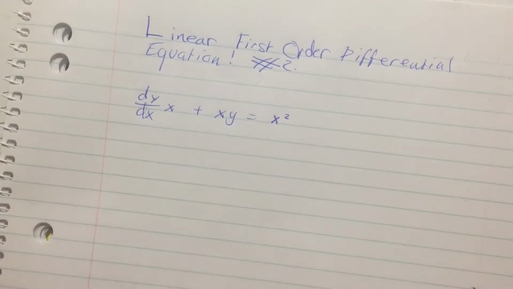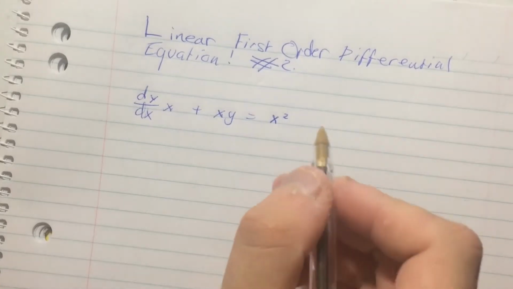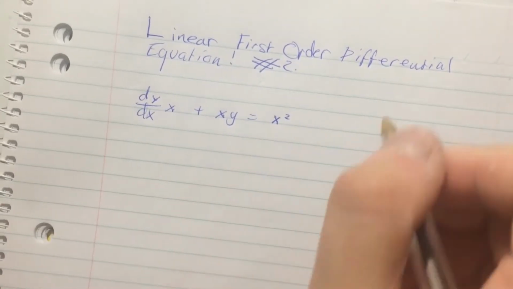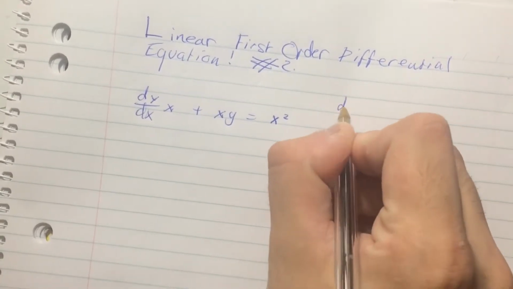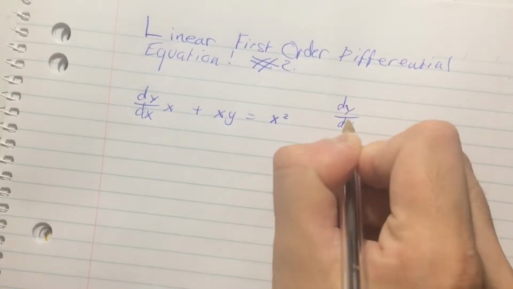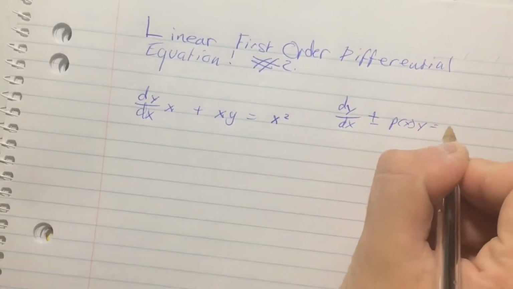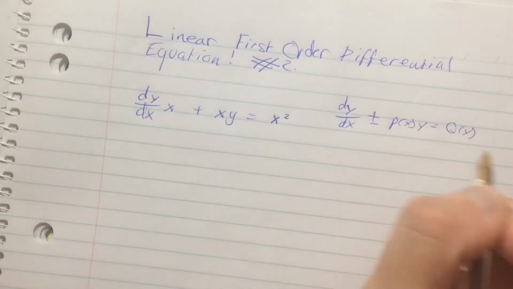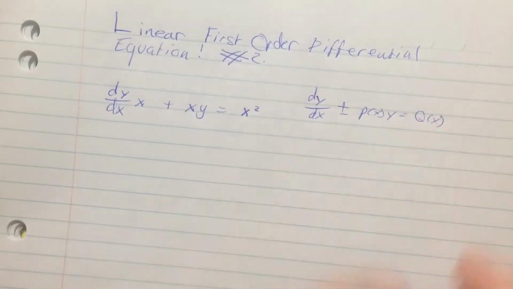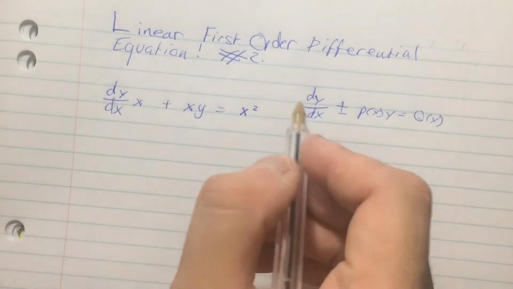Alright, so it's about time I made a second example video on how to solve first order linear differential equations. If you don't recall, they are of the form dy/dx plus or minus p of x times y is equal to q of x. So that's the form that we want for it to be a linear first order differential equation.